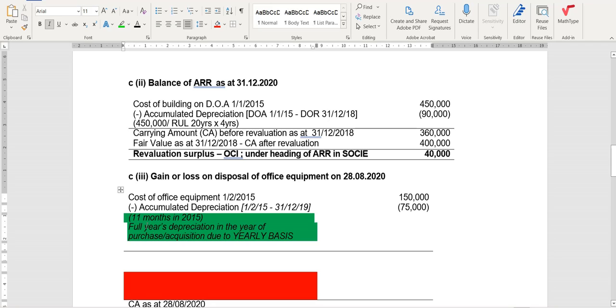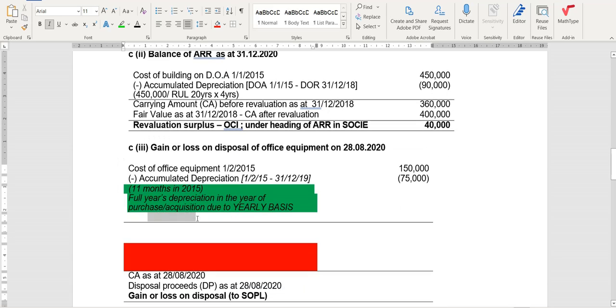However, we still charge full year depreciation in the year of purchase, and that was due to the yearly basis. So the accumulated depreciation, if you were to calculate, would be 150,000 divided by the useful life of 10 years times 5. 5 years is from 1st of February up until 31st of December, even though not exactly 5 years, but 11 months is considered as full year depreciation. Next, we look at the situation in the year of disposal.